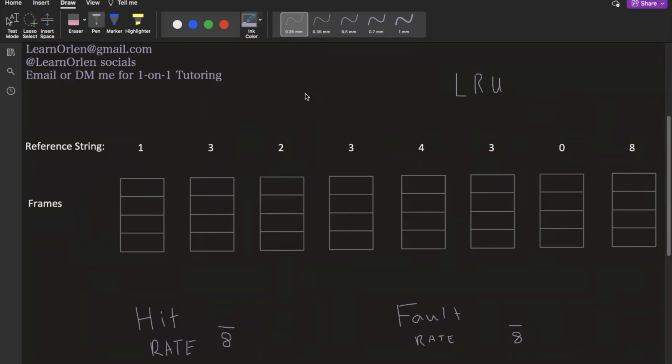All right, next we have LRU, or least recently used. Pretty similar and easy to get tripped up with FIFO. So first we begin with entering one. One does not exist, so we insert one, we have a fault. Next, three. Three does not exist, so another fault. Pretty similar to FIFO. Two is not in here. One, three, two. Now we fault.